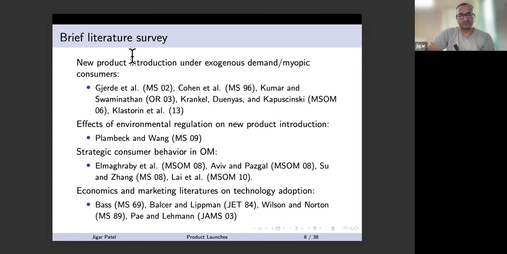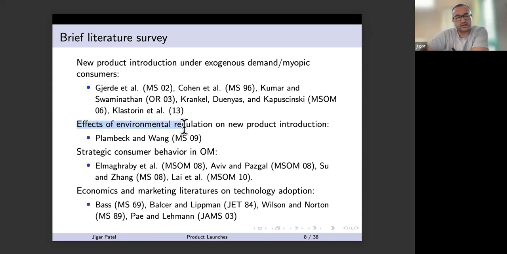For example, product introduction under exogenous demand and myopic customers. Myopic customers just evaluate their utility from buying or not buying one product. They don't think about what is coming in the future and optimize their total expected utility considering the future launches. These are customers who are not strategic, who don't optimize over the time horizon. These customers are called myopic ones.